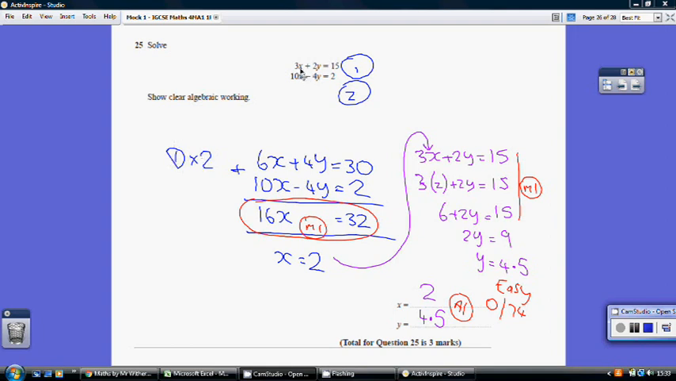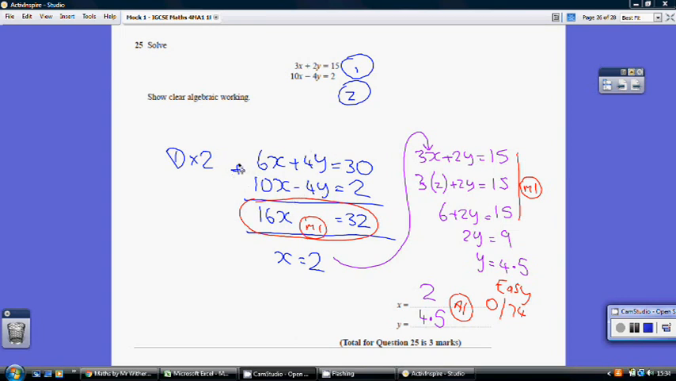So 2 lots of 3x is 6x, 2 lots of plus 2y is 4y, and 2 lots of 15 is 30. So now I can compare this new equation with the second equation here, the 10x minus 4y equals 2. Now, because I've done this doubling, I've now got 4y in common with both these equations. Now, because the signs of the 4y's are different, I need to choose to add these 2 equations together, because 4y added together with a minus 4y will eliminate the y's.